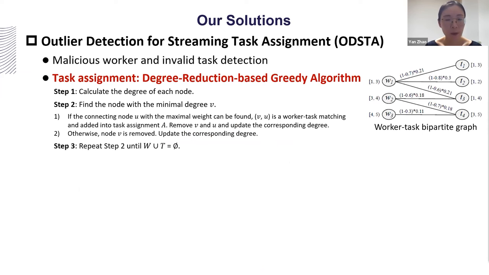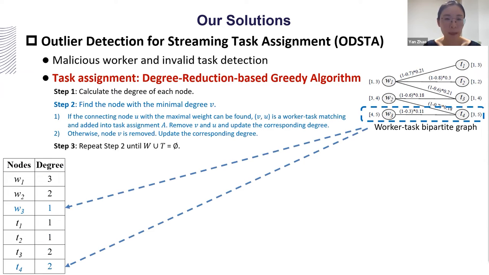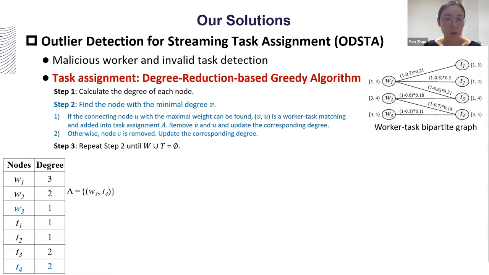The greedy algorithm uses a degree reduction strategy, which consists of three main steps. The first step is to calculate the degree of each node. The second step is to find the node with a minimal degree, that is worker three, and find its connecting node with a maximal weight, that is task four. Then the worker task matching, that is worker three and task four, is added to task assignment A.